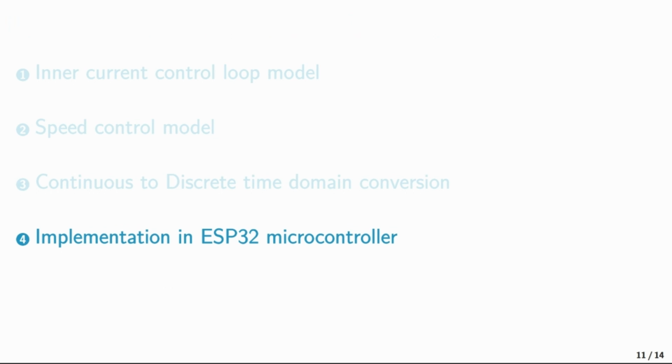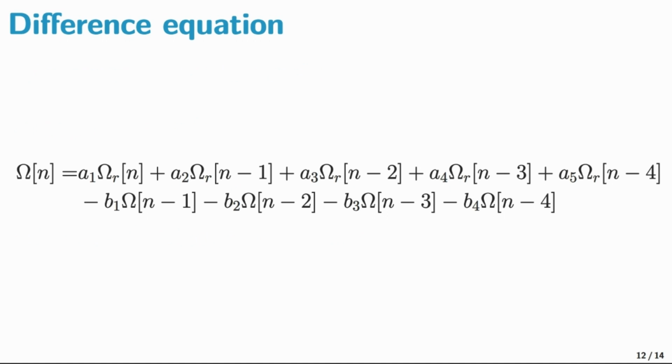Let's now discuss the implementation of the model in the ESP32 microcontroller. Once we have the coefficients, we can express the model as a difference equation. The one shown here is of fourth order, meaning it depends on the current and four past samples of both the input and the output. This is the equation that we will now implement on the ESP32 microcontroller.